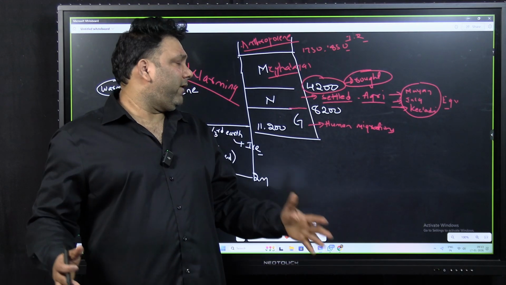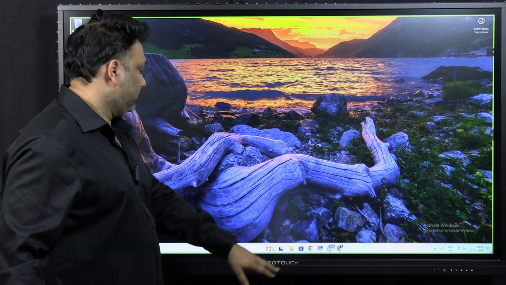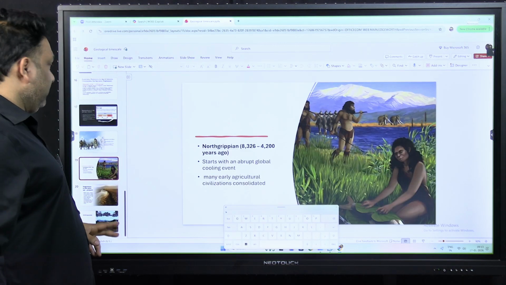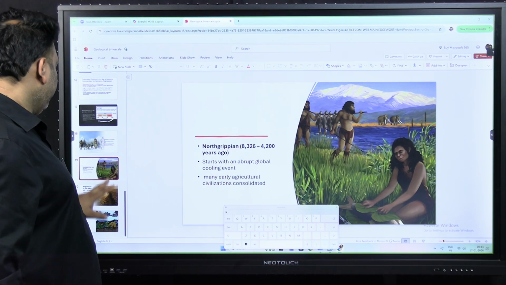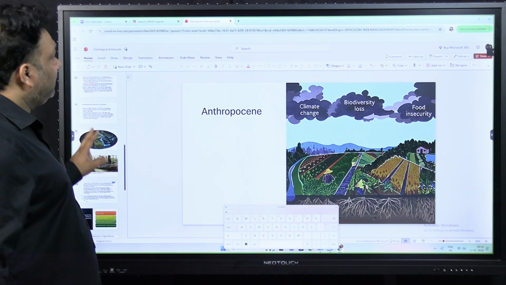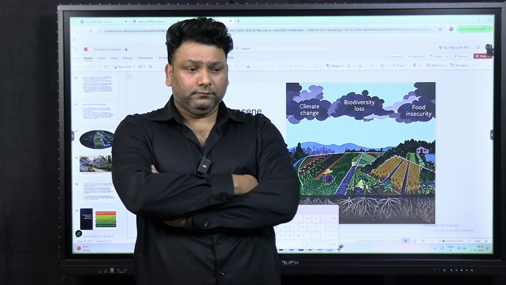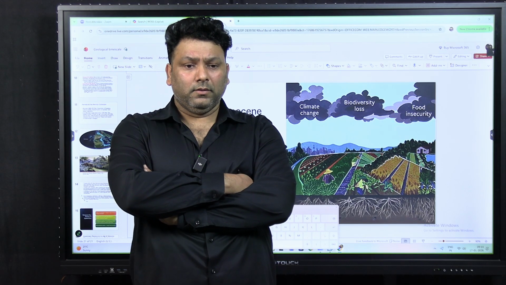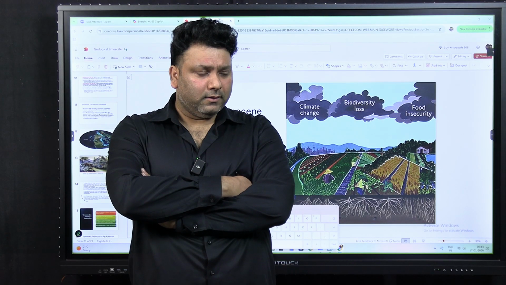I hope you have understood the geological time period. I'll be sending you the PPT also, you can go through it. So this is North Grippian, which starts with the abrupt cooling event, when hunting gathering was taking place. Then you have Meghalayan, then this is Anthropocene. These are all the pictures only. I hope all the doubts are clear. Any doubts? All good? Are you guys there?